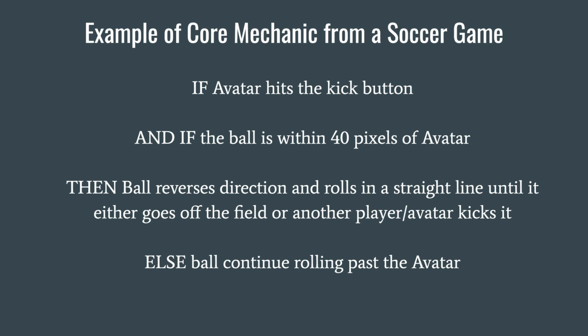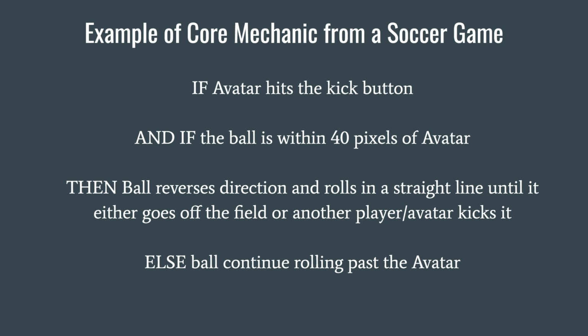Or else, if the player doesn't hit the kick button, or if the ball is outside of 40 pixels of the avatar, what's going to happen to the ball then? Well, we would say it would continue rolling past the avatar. So if they hit the kick button and the ball is 60 pixels away, that means they kicked dead air and the ball rolled right under their lifted leg and kept going, right?